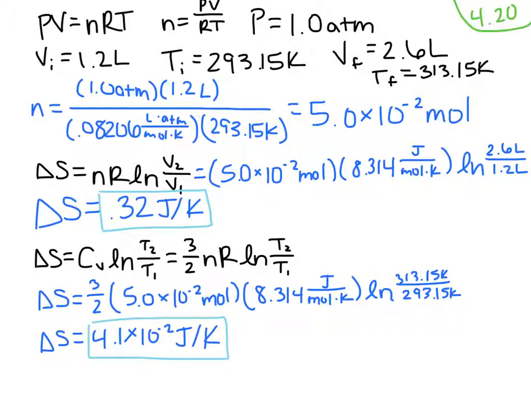We can then add these two together and we end up with a total change in entropy of 0.36 joules per Kelvin.